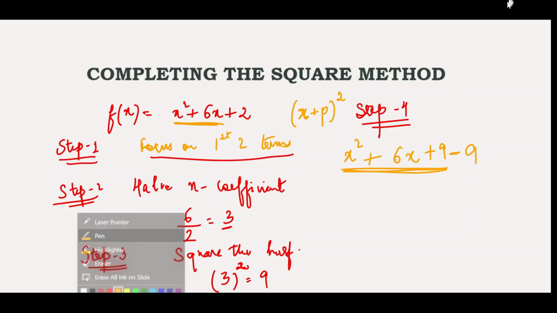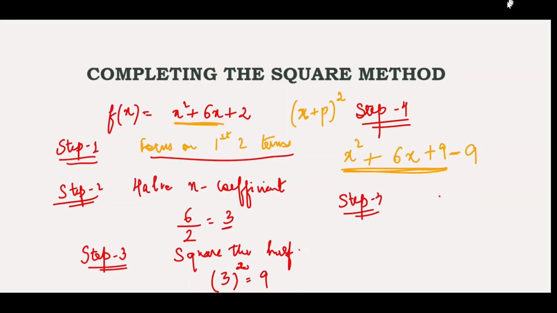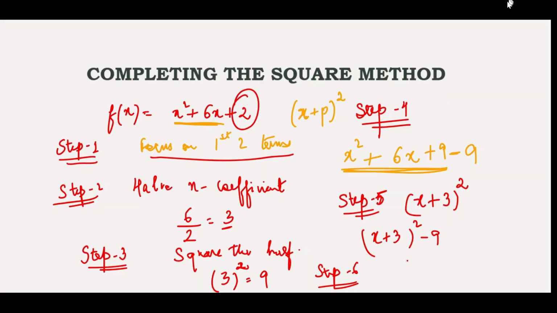So what will be our next step? Sorry, this will be step 5. In step 5, we'll rewrite the perfect square. x squared plus 6x plus 9 can be rewritten as (x plus 3) whole squared, right? So this will become (x plus 3) whole squared minus 9. Now, what will be the last step? Step 6. Now we'll add the constant term which we left out. It will be (x plus 3) whole squared minus 9 plus 2.